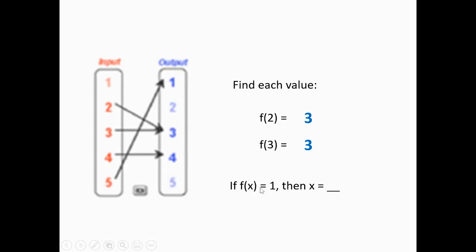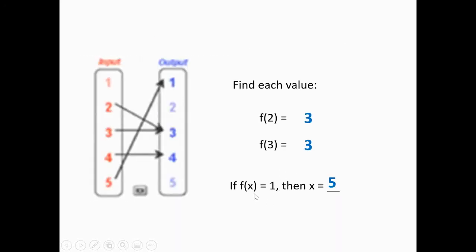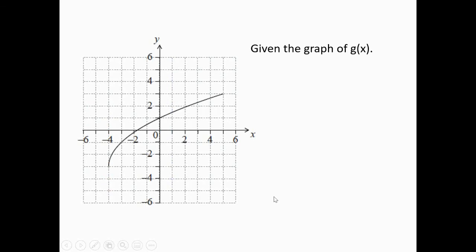But we say the output equals, right? When the function equals something, the output is 1. So what is the input? The output is 1. What is the input? Well, in this case, 5. We can see the output of 1. We trace it back. The input of 5. So we could say f of 5 equals 1. Great. How about looking at it graphically?